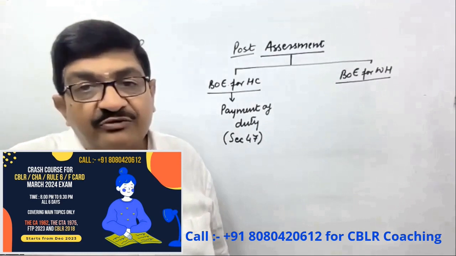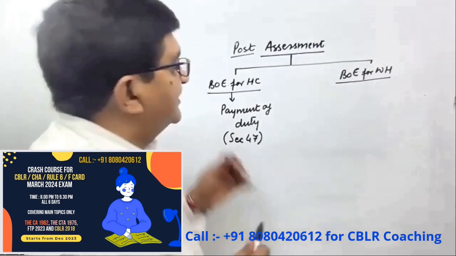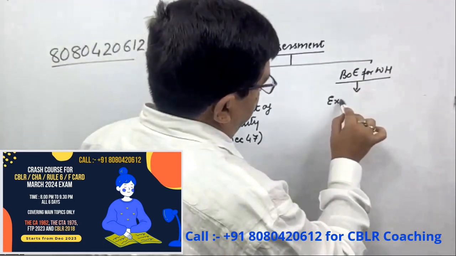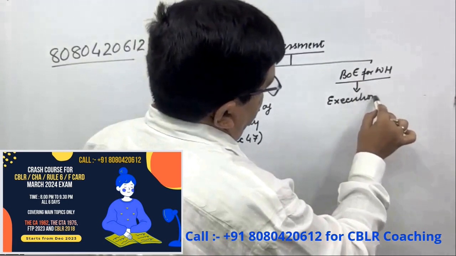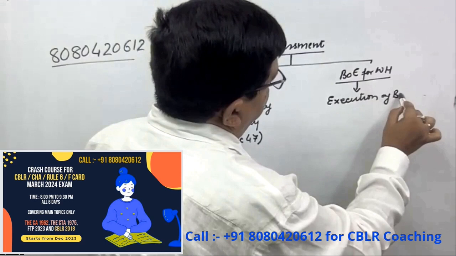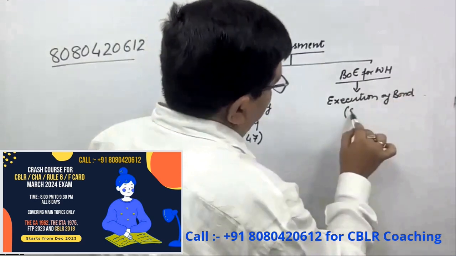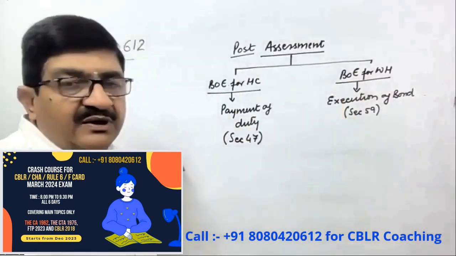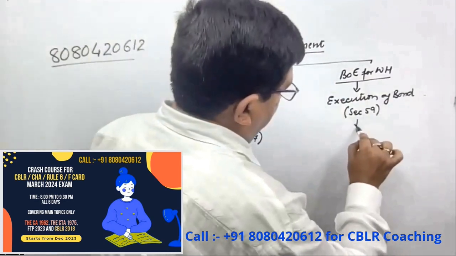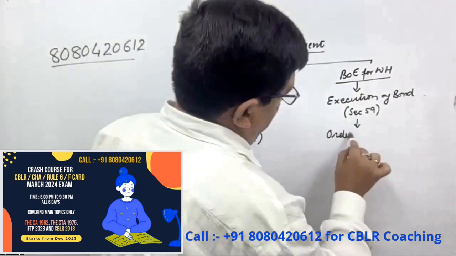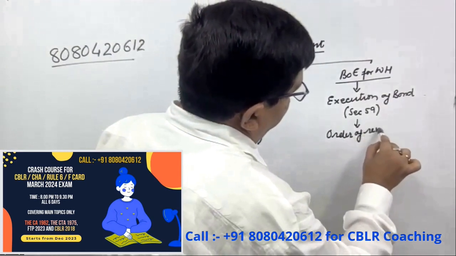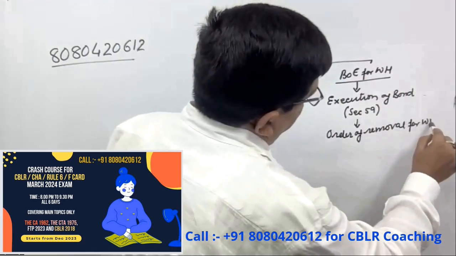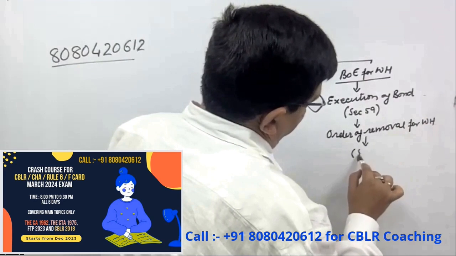And if the bill of entry is for warehousing, then the next step comes: execution of bond. This is section 59. And the next step comes: order of removal for warehousing. This is under section 60.